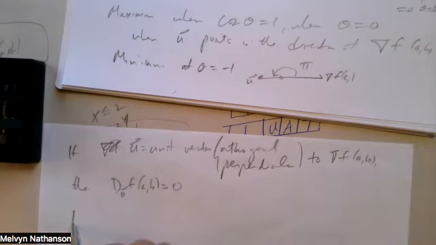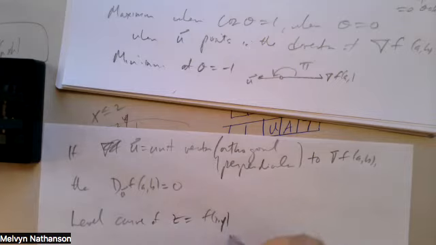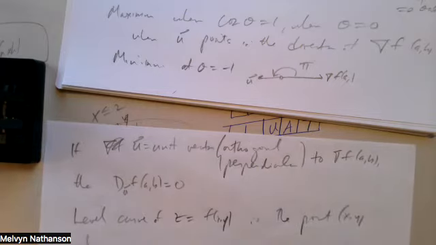What is a level curve of a function? A level curve of z equals f of x, y is the set of points x, y where f of x, y takes on some fixed value c.